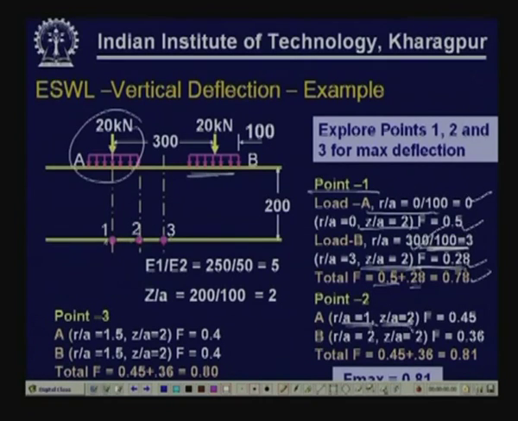Z by A is 2, because the radial distance is 100, A is 100, so R by A is 1, Z is 200, A is 100, Z by A is 2. So, this deflection factor is 0.45.